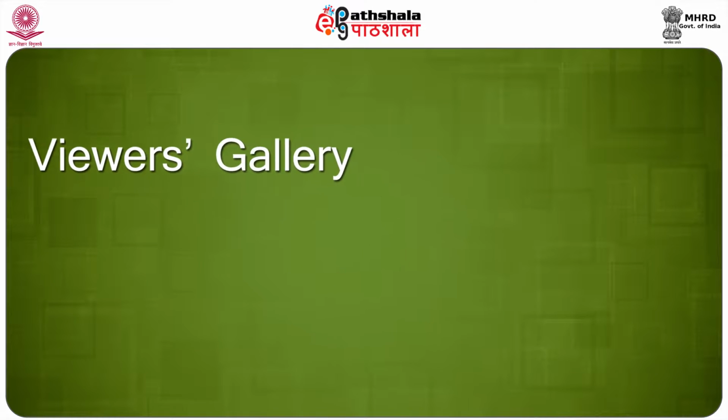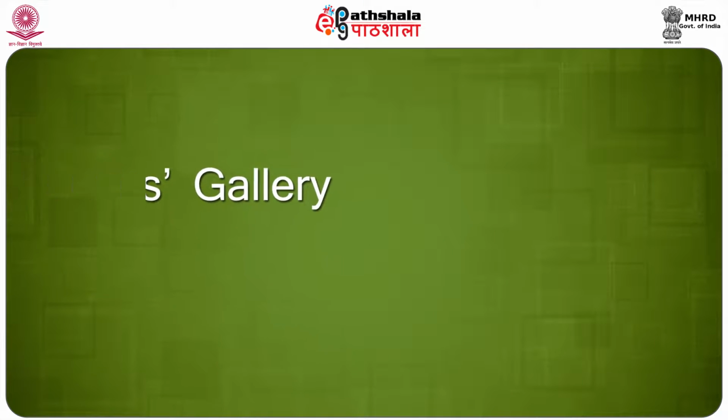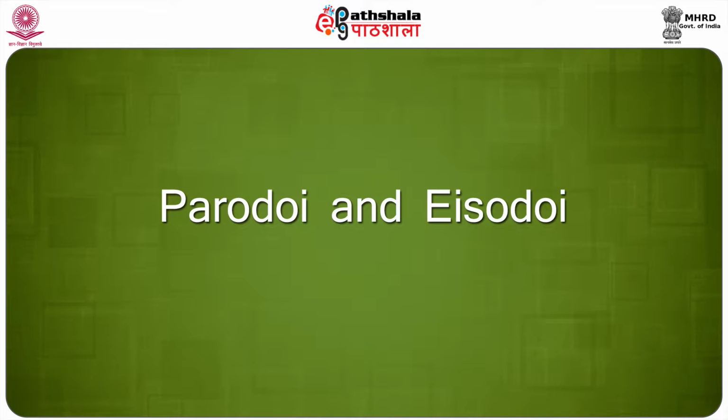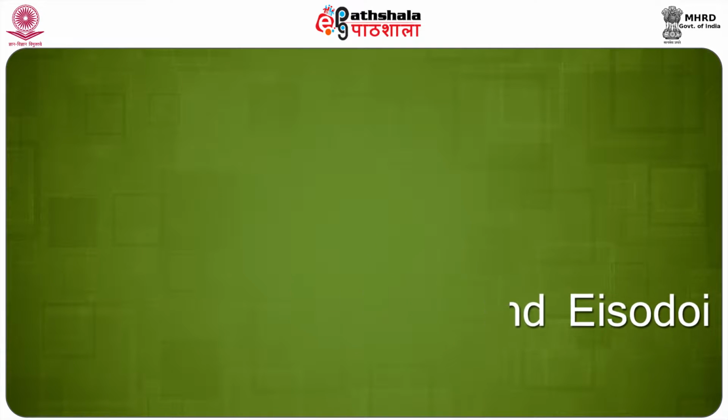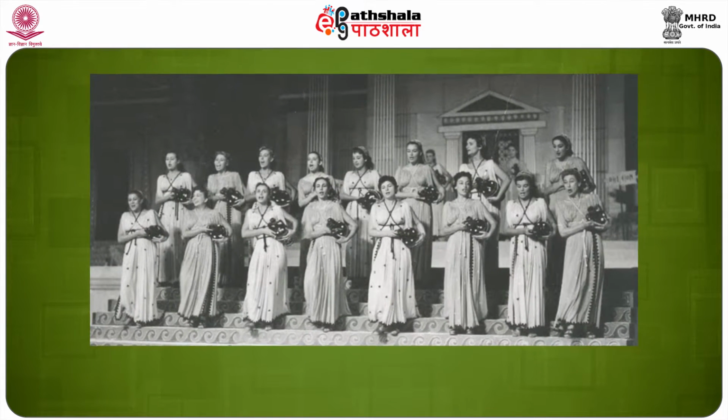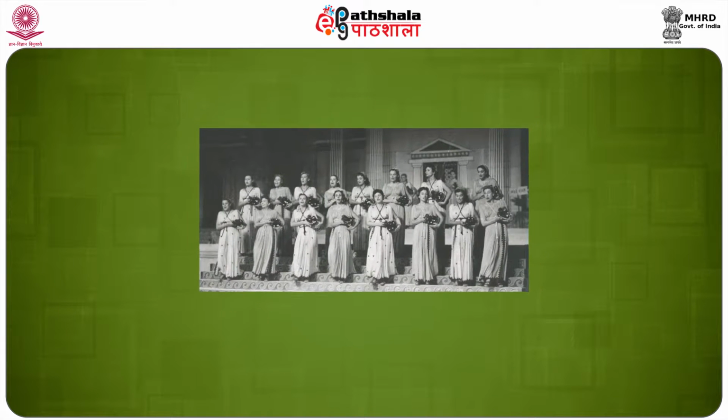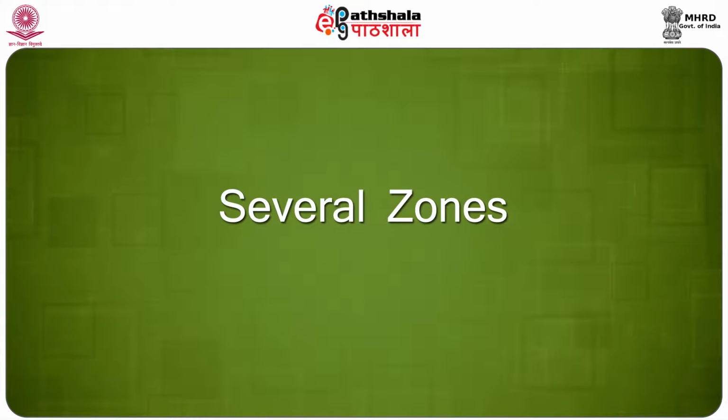There were entrances at both ends of the orchestra, which were known as paradoi or isodoi. These paths were used by the spectators and the chorus. The chorus would go through the orchestra to its designated spot. For the convenience of the audience, the seats were divided into several zones.